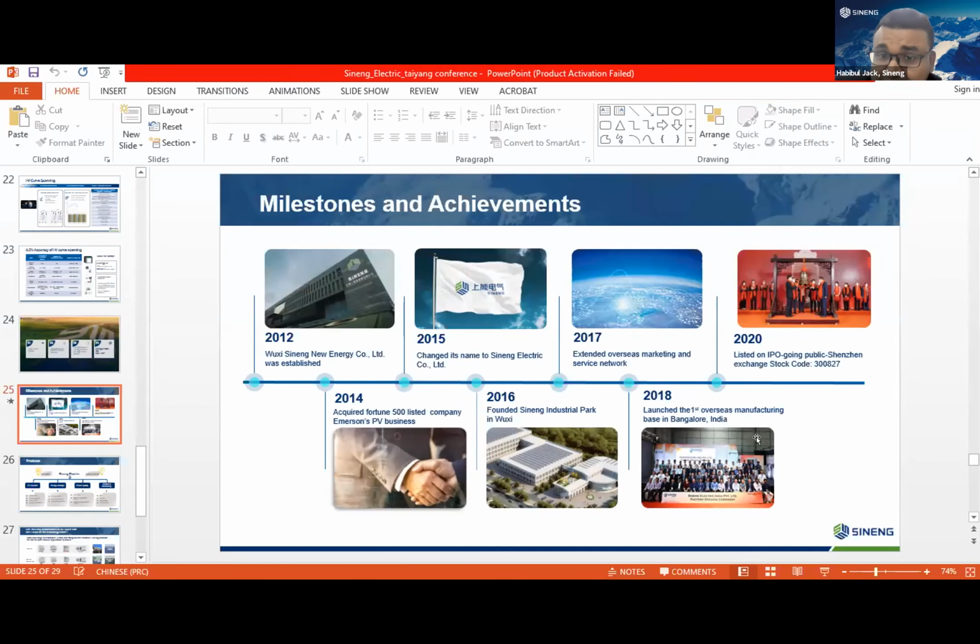So we inherited their R&D and management personnel, and it helped us grow fast and become a top 5 inverter manufacturer in the world in a very short time. In 2016, Wuxi Industrial Park was established and large-scale production was started. In 2017, we had a massive expansion of our overseas business and service network. In 2018, we founded our first overseas manufacturing base in Bengaluru, India, to meet exponentially increased market demand. In 2020, we went public and listed in Shenzhen Stock Exchange.